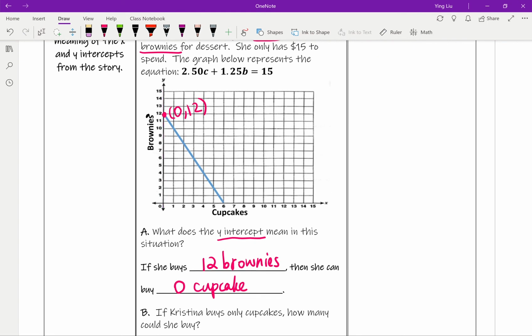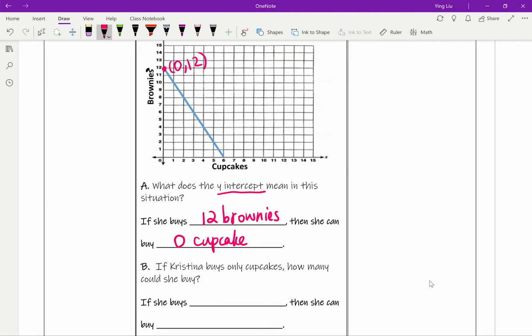Now, if we look at another question, if Christina buys only cupcakes, so only cupcakes means no brownies, then how many cupcakes can she buy? Well, we are going to take advantage of the graph. We're going to look at a point where there are no brownies, so 0 brownies would be 0 on the y direction, and we know that the x-intercept is where y equals 0, so we're looking at this point, the x-intercept. So at this point, if she doesn't use any money to buy brownies, that means she has all her money to buy 6 cupcakes, because it's 6 on the x direction.